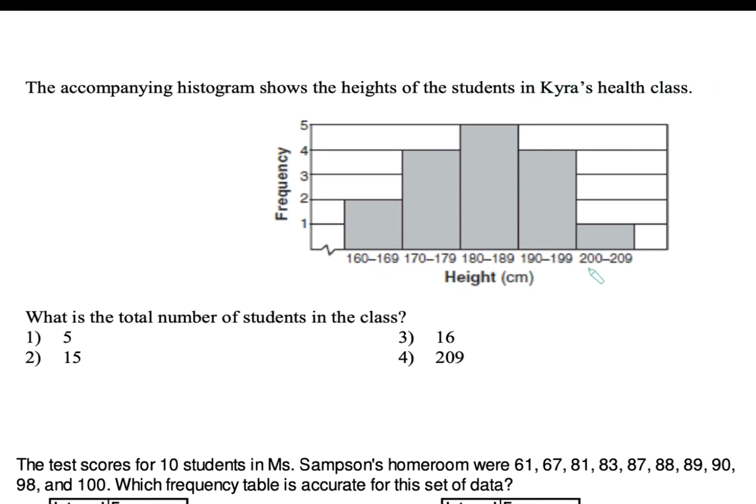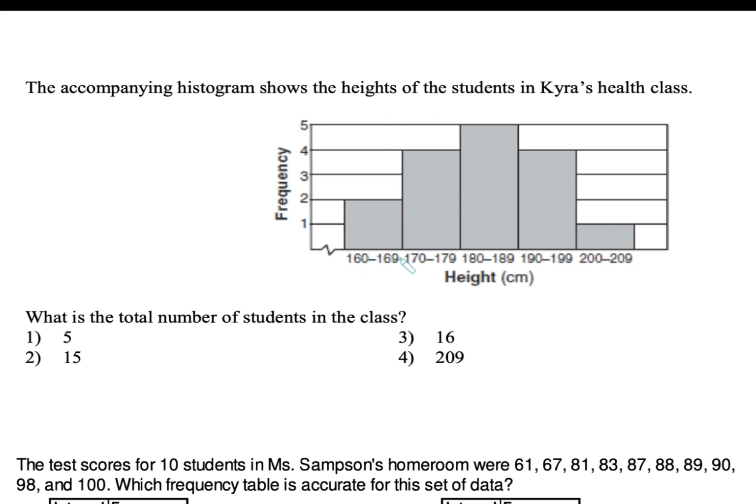So notice here's our heights, which are the ranges. Here's our frequency. Now they do this little dip here because we're not starting from 0. And they're asking, what is the total number of students in the class? So to find the total number of students, we need the frequency for each range.